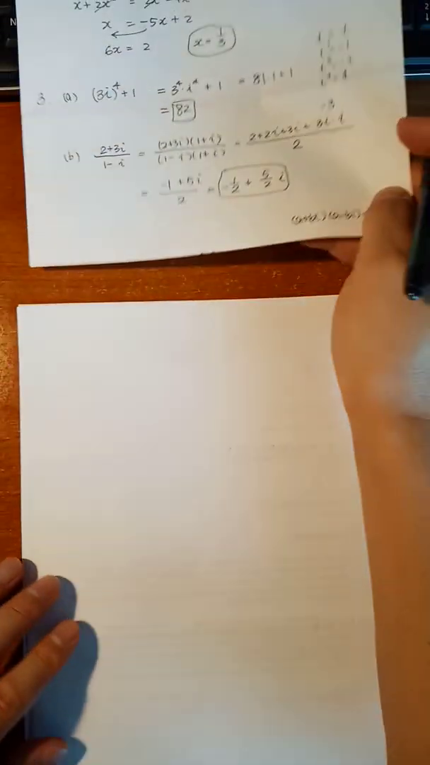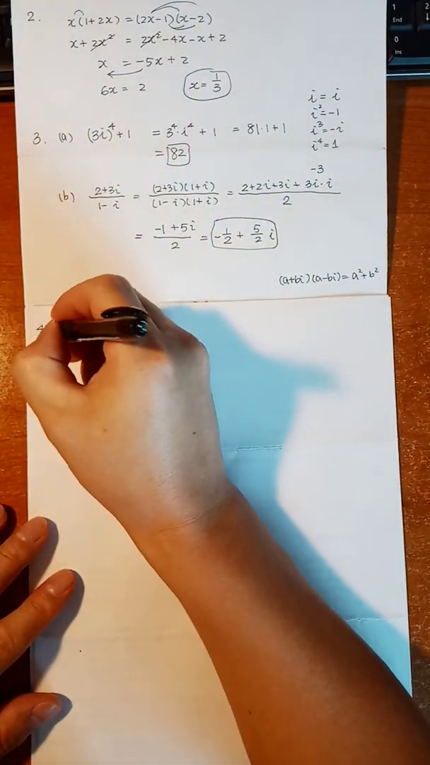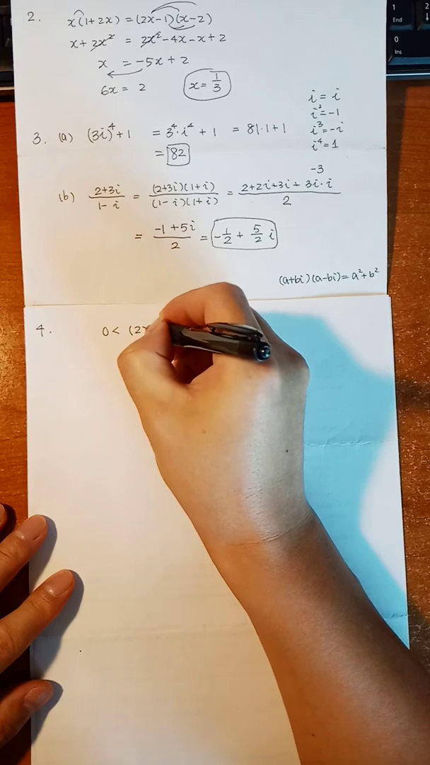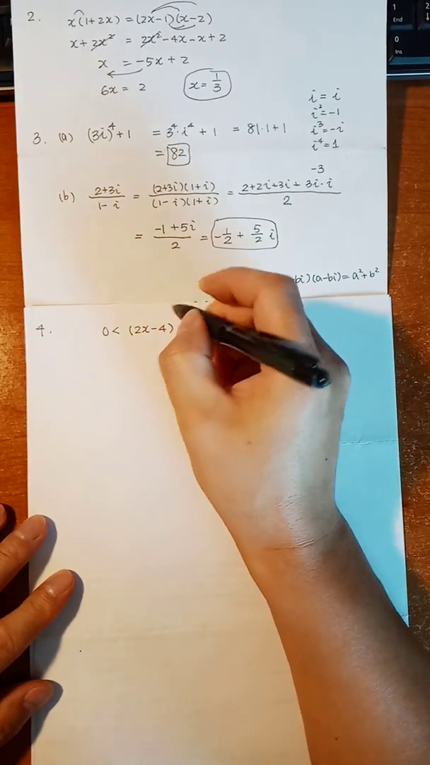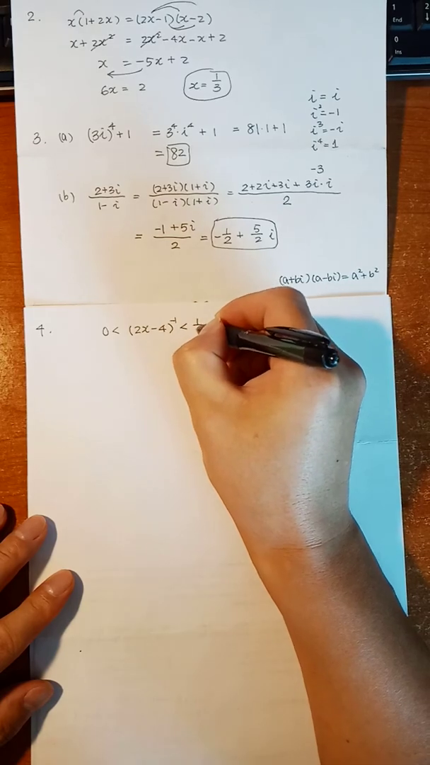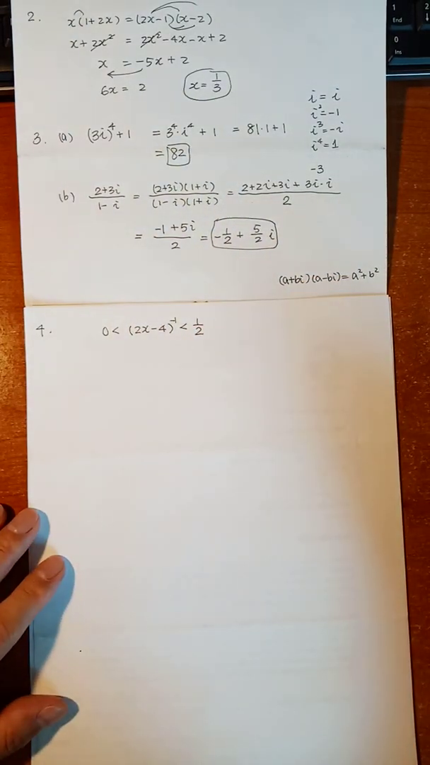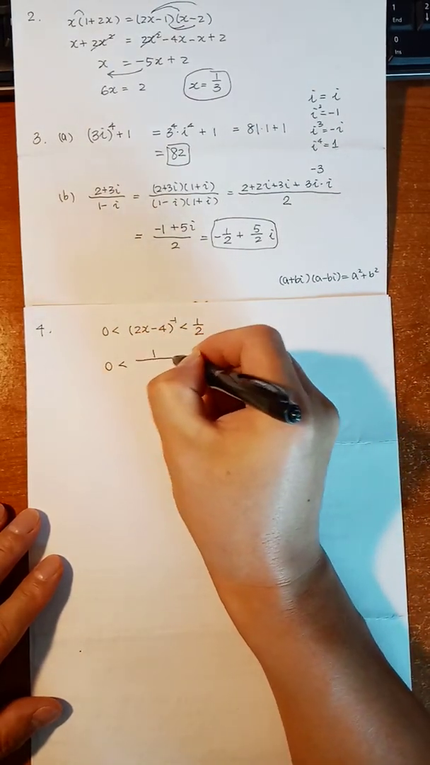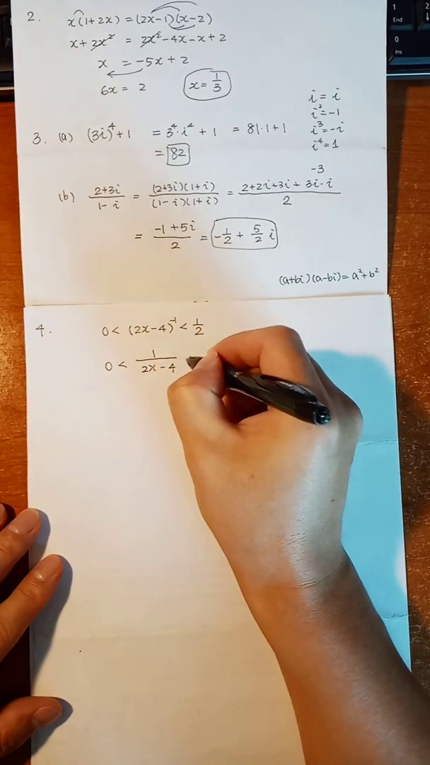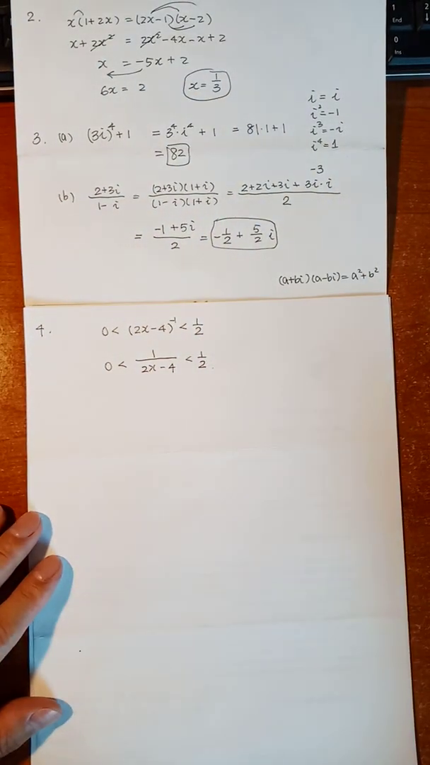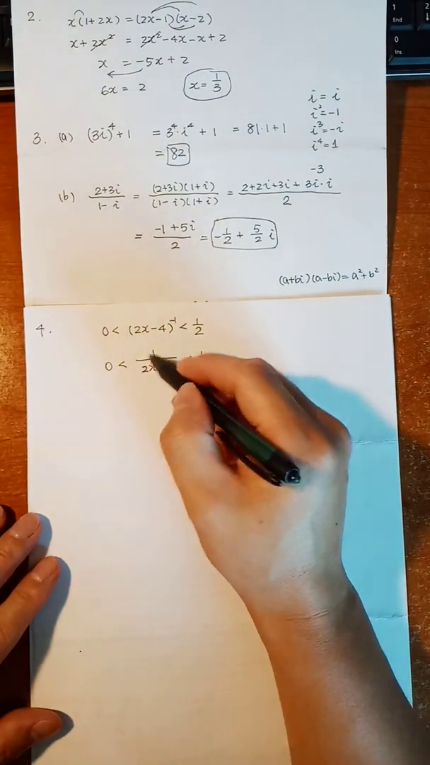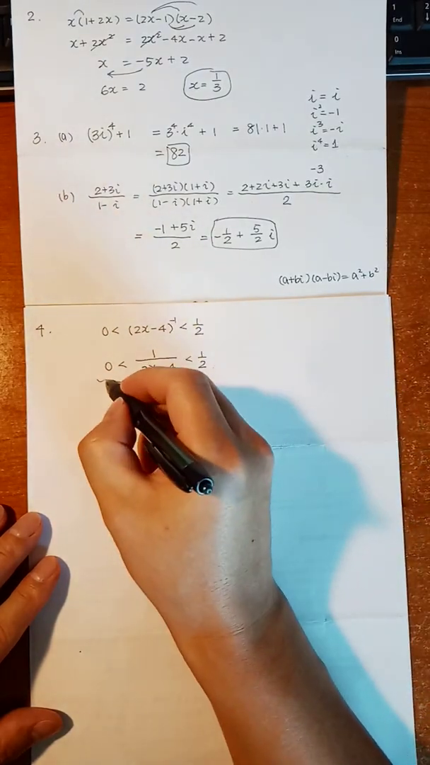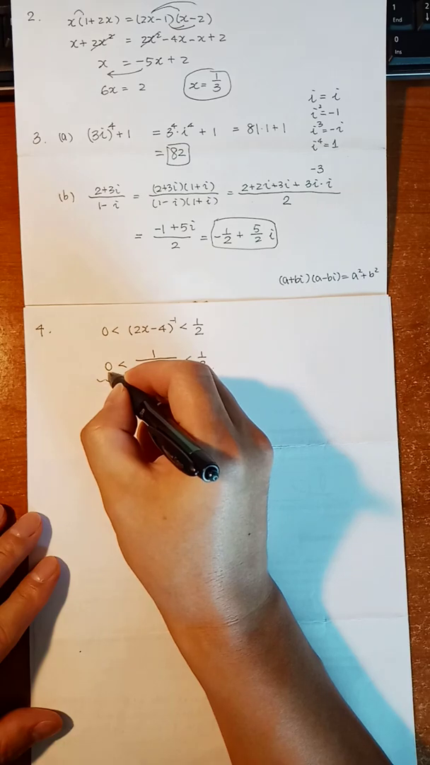All right. Problem 4. Problem 4, we are solving the inequality 2x minus 4 to the power negative 1. And we all know that when you have a power negative 1 means it's a reciprocal. All right. A reciprocal is positive. Greater than 0 means positive. So you have to understand it. The left part means the reciprocal is positive.